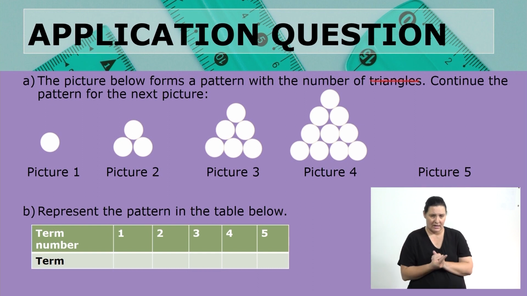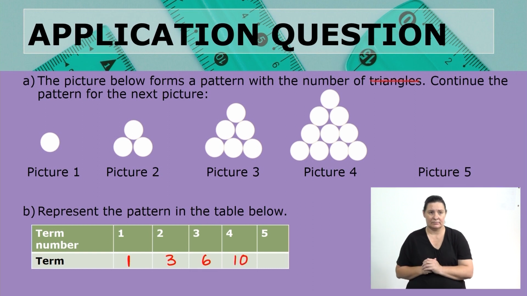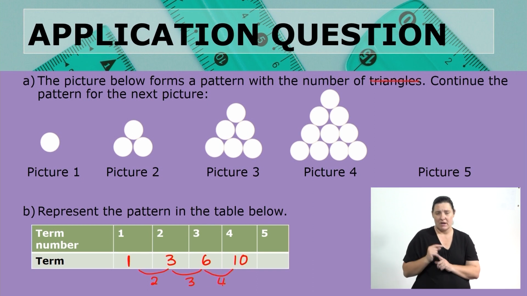So what is happening here? If I represent this in a table, the first one is 1, the second one is 3, the third one is 6, and the fourth one is 10 circles. So how many circles do you think the next one is going to have? If we look at the difference here, the difference between the first one and the second one is just 2. The difference between the second one and the third one is 3. And the difference between the third one and the fourth one is 4. So the difference between the fourth one and the fifth one is going to be 5. So that means that our next picture is supposed to have 15 circles.